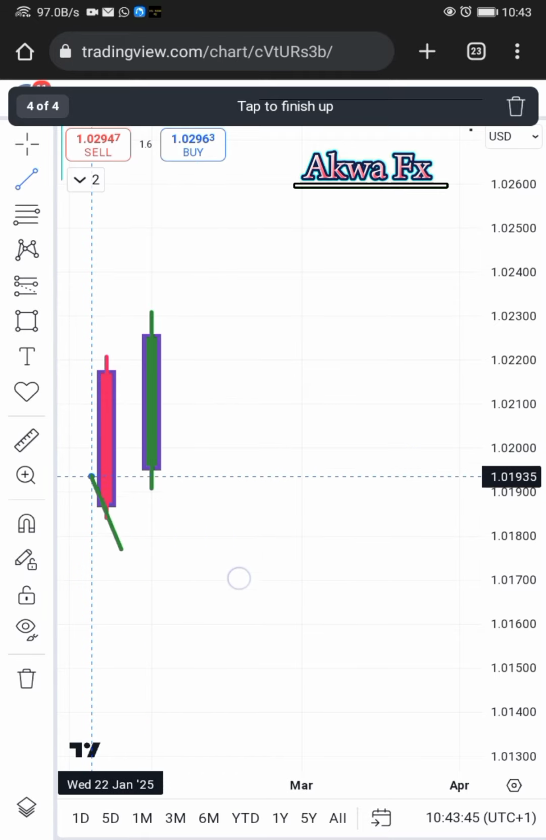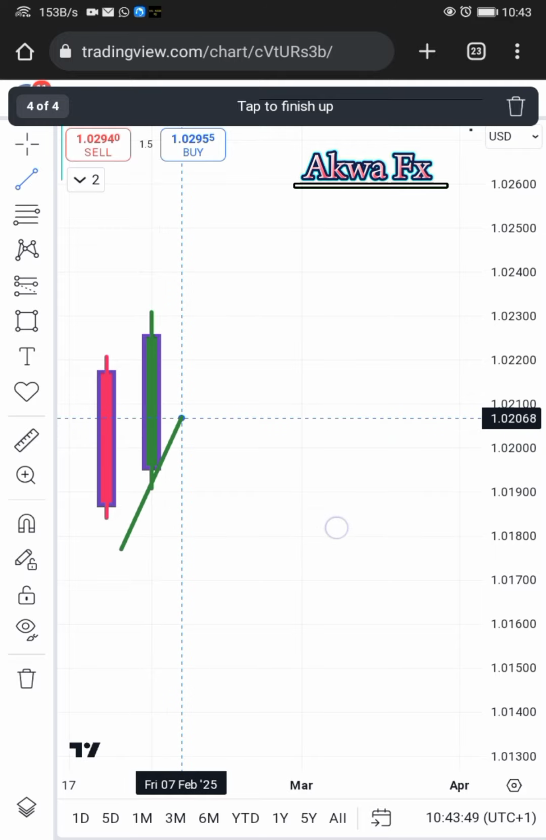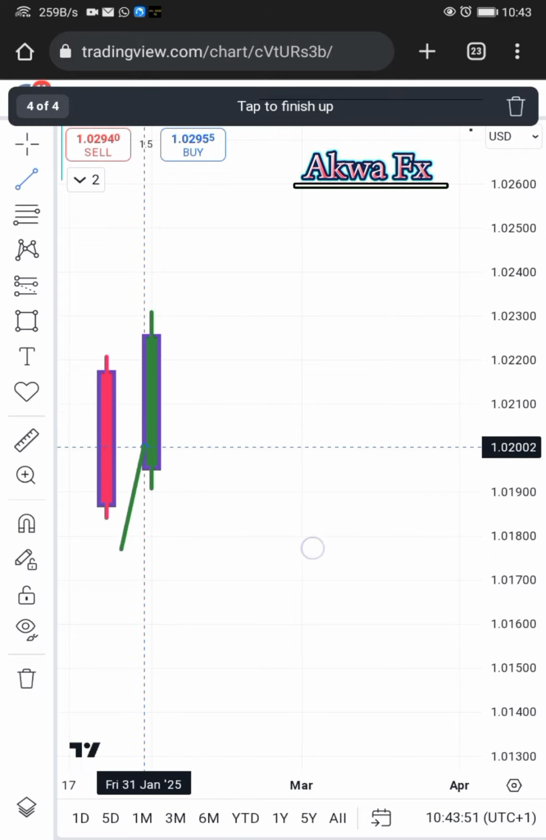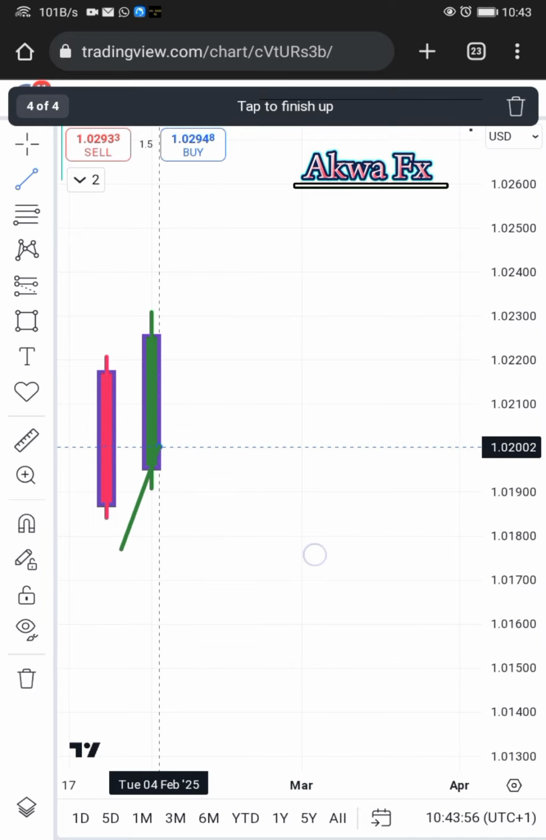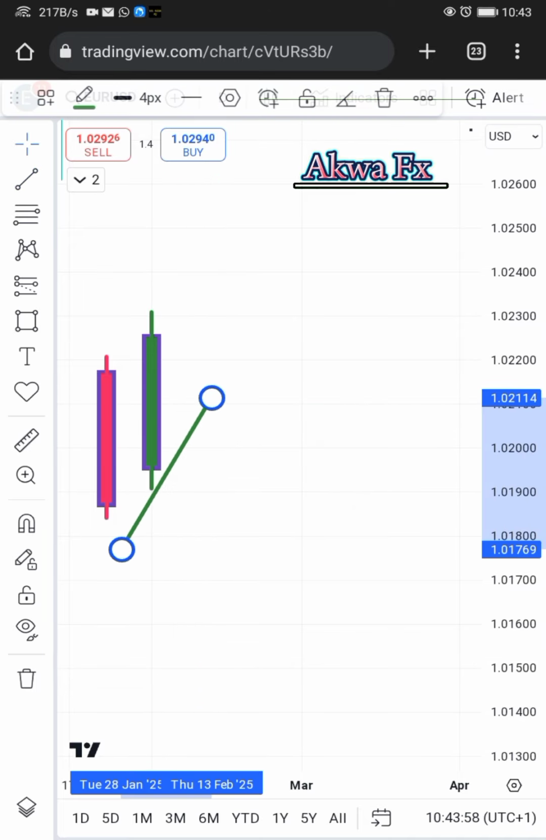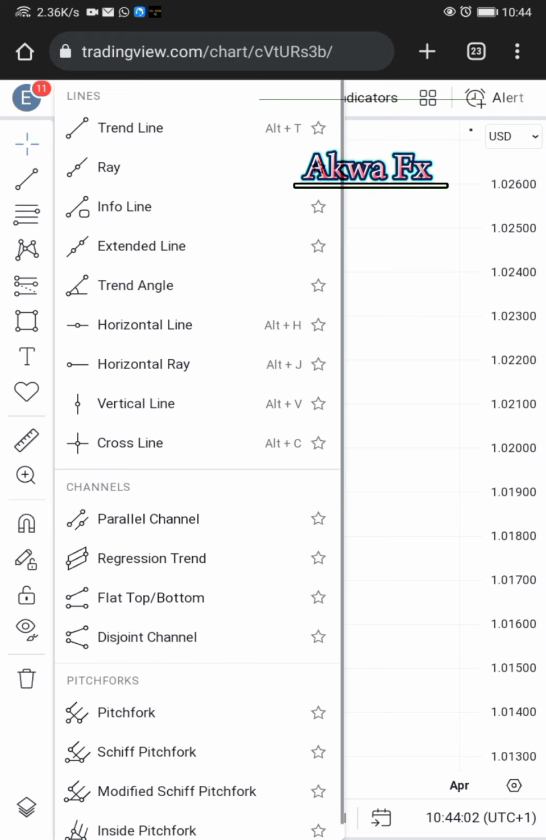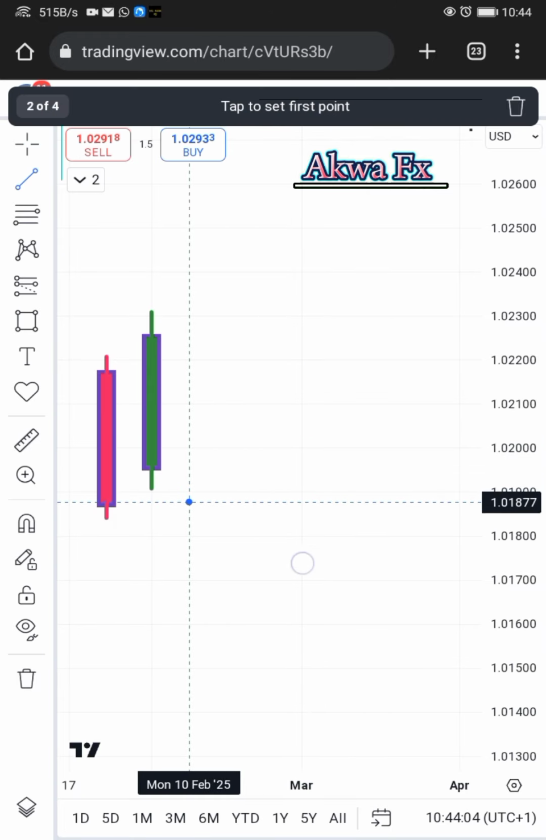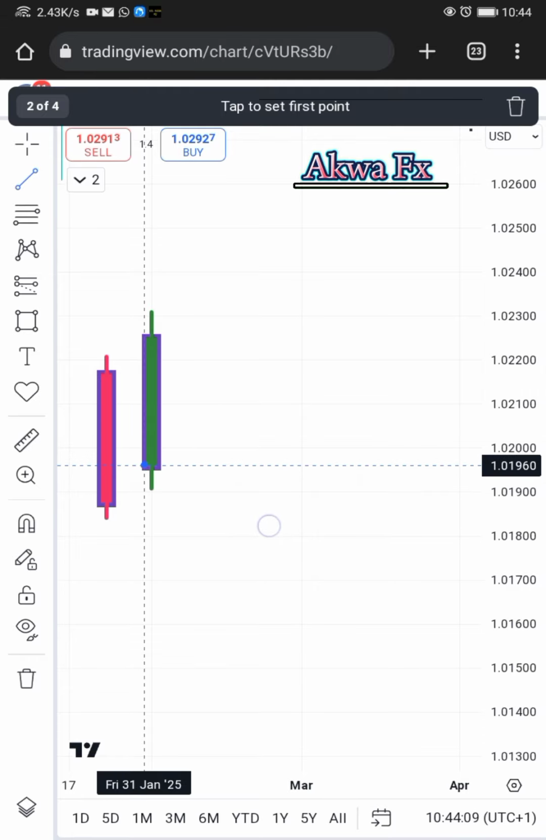So this is a bearish candle, and this very one is a bullish candle that engulfed this one, which shows that the market is still going to be bullish. So for our entry, we will wait for the market to come back to this zone. It has to come back to here. We have to mark here.